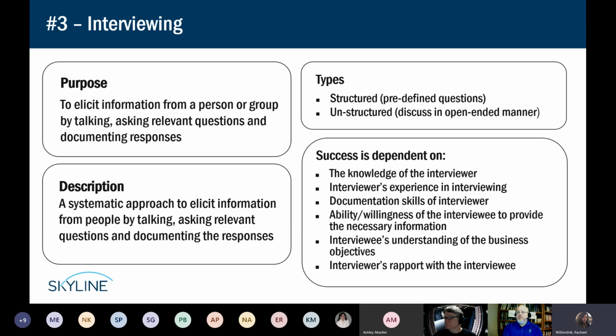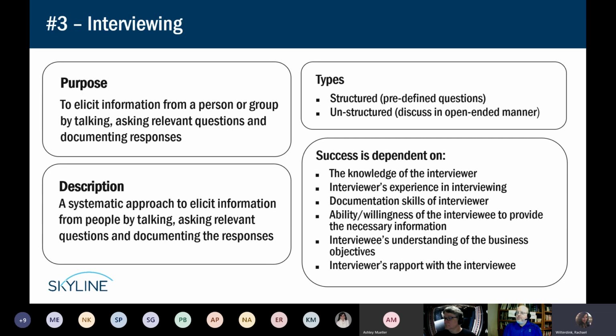I would say the unstructured option really focuses more on the open-ended type questions, and they allow the interviewee to elaborate. I do think both of these types of interviewing can be effective, but you need to also take your cues from your stakeholder. Success is really dependent on all these factors that are listed here, like how much you as the interviewer already know, how experienced you are as an interviewer, how willing the person being interviewed is, and their willingness to answer your questions.